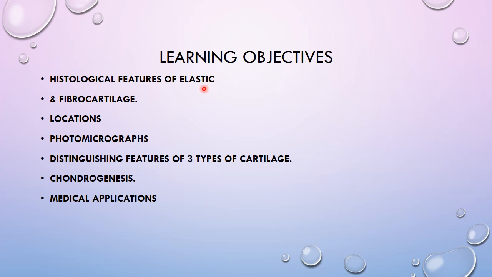In this lecture, we'll discuss the histological features of the elastic and the fibrocartilage, their distribution in the body, a few of the photomicrographs, the distinguishing features of the three types of the cartilage, the process of the chondrogenesis, and a few of the medical applications.